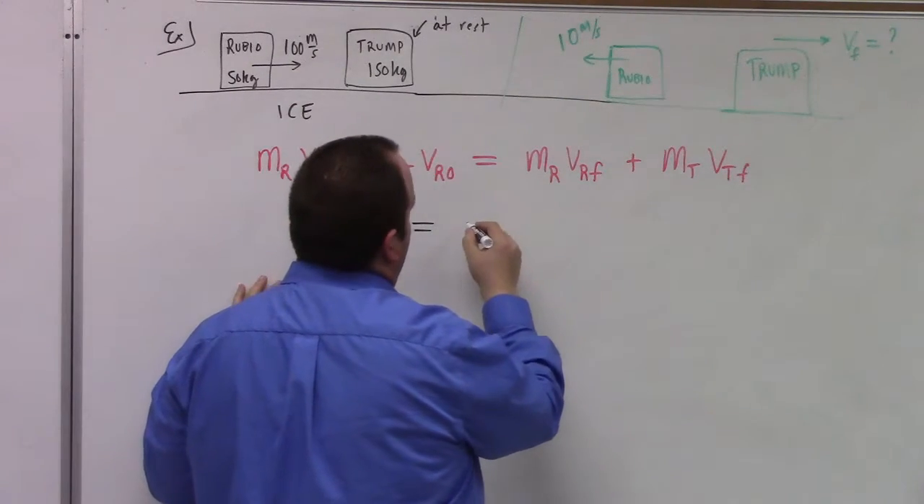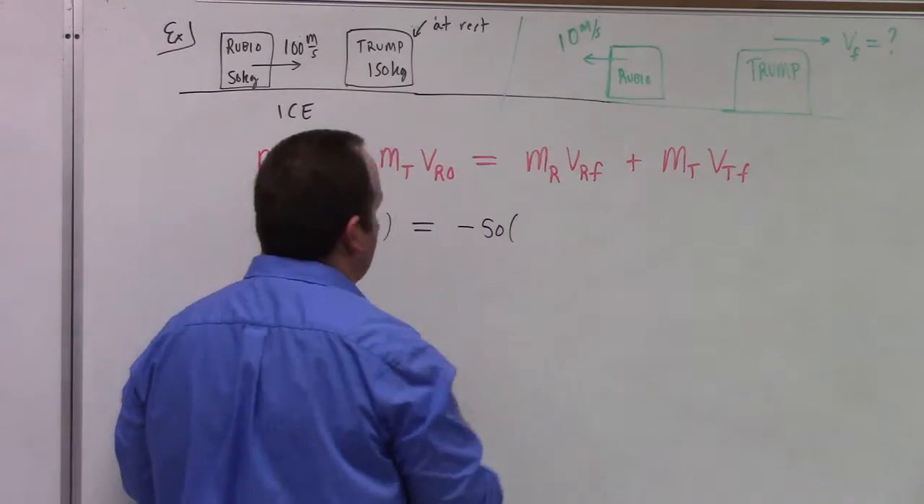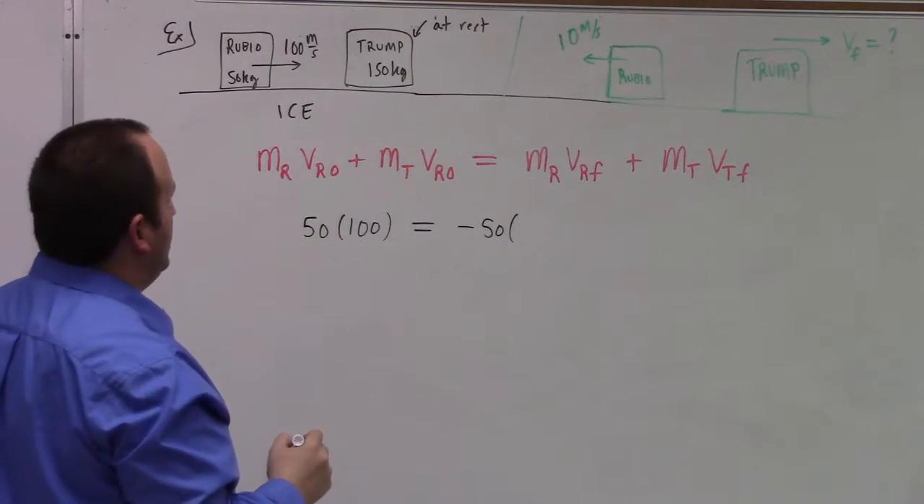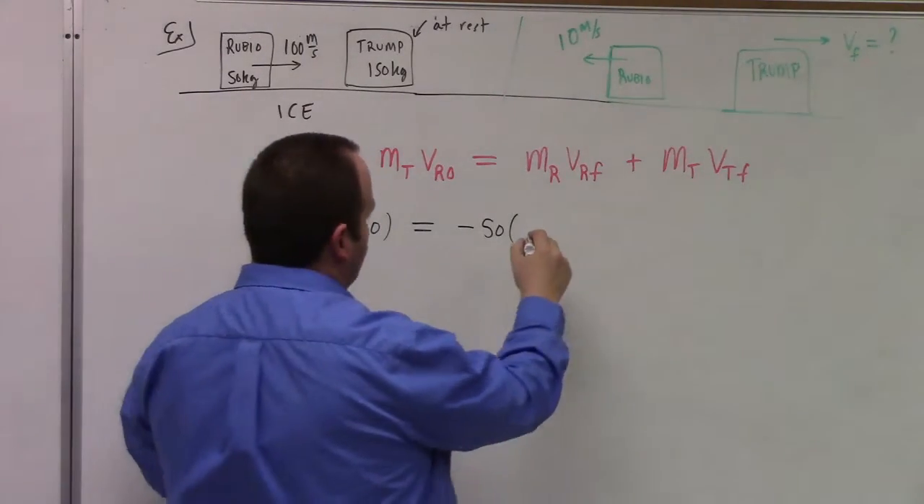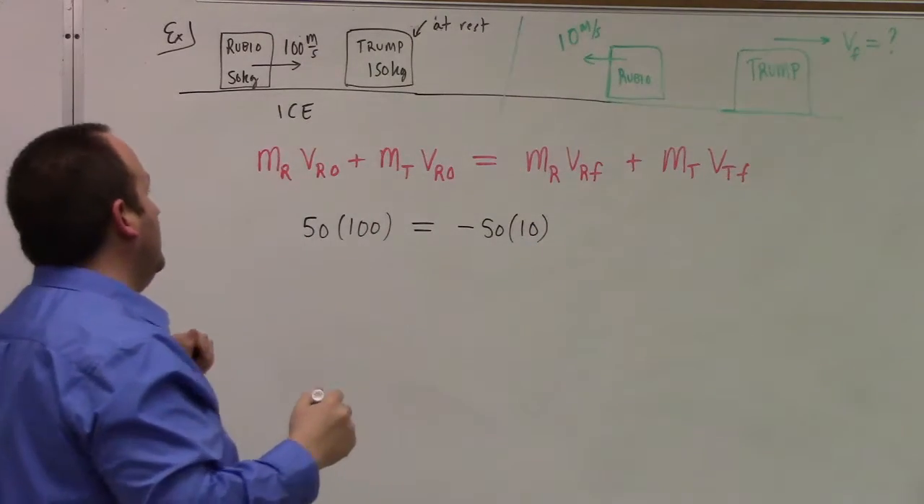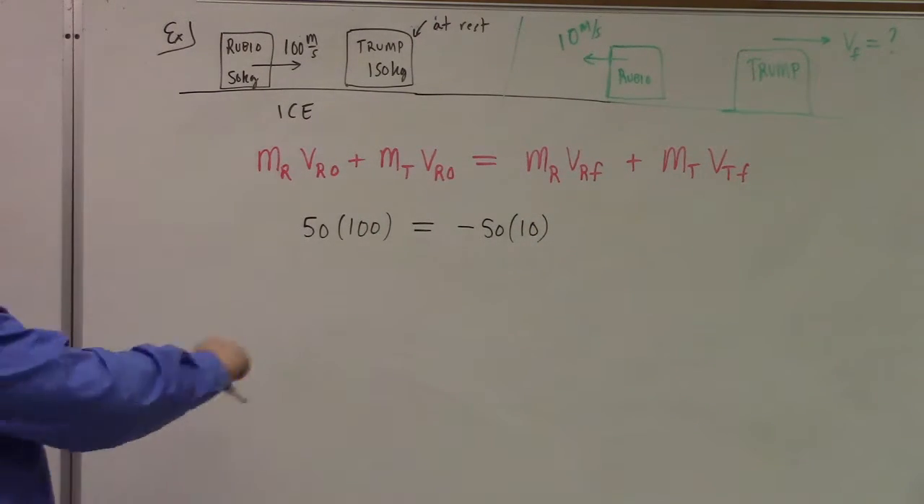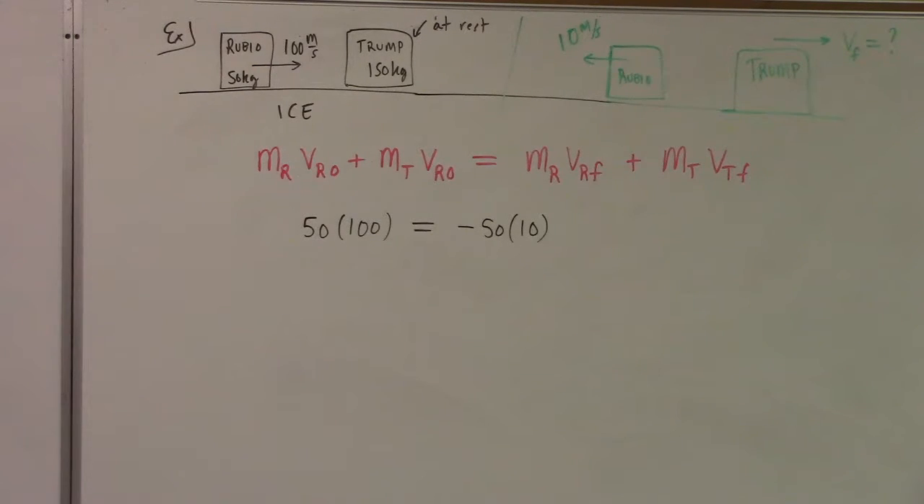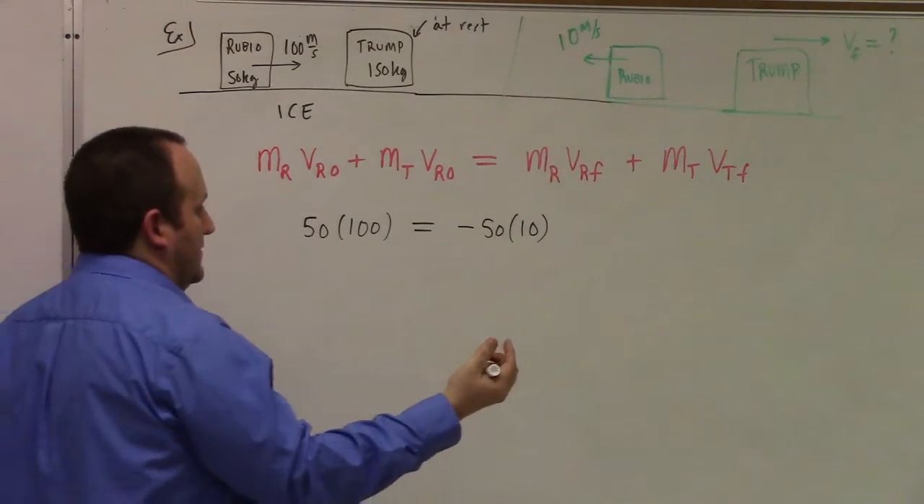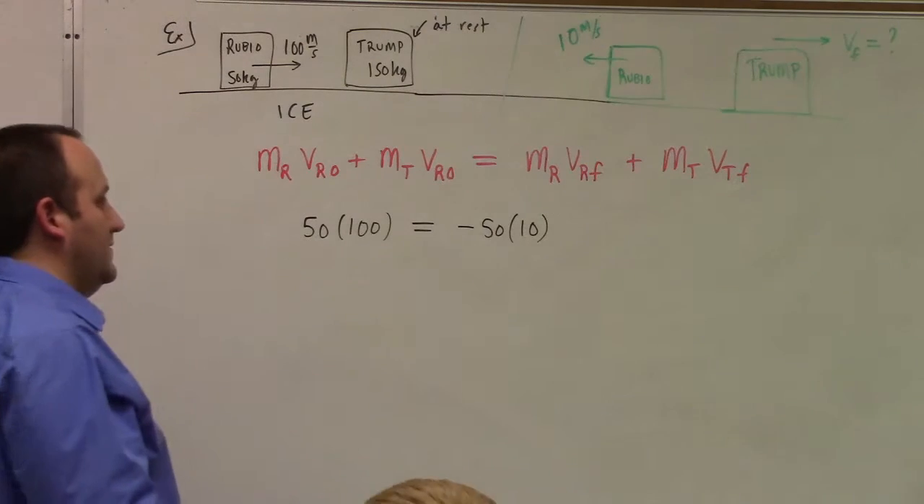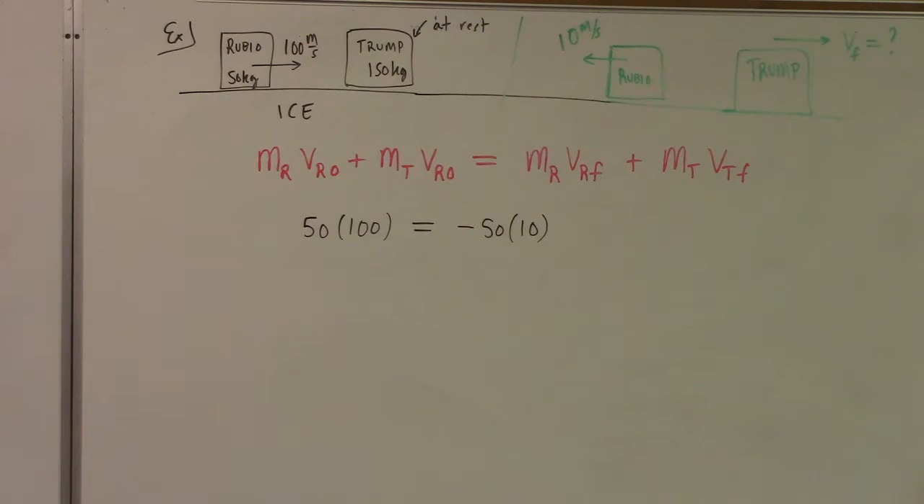And then minus 50 times what? 10, right? So Rubio has 5,000 kilogram meters per second momentum to the right before the collision. Then after the collision, he's got minus 500 kilogram meters per second, 500 kilogram meters per second to the left. Right? After colliding with Trump, Rubio has moved to the left.